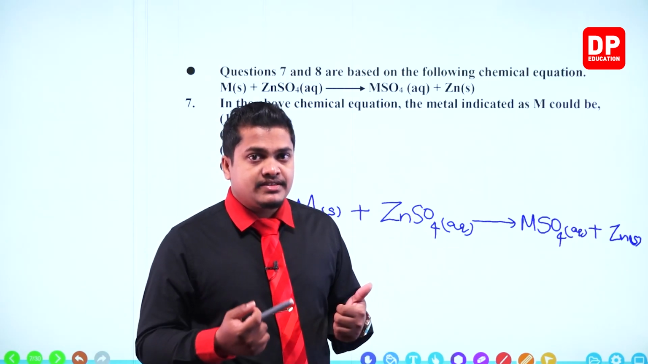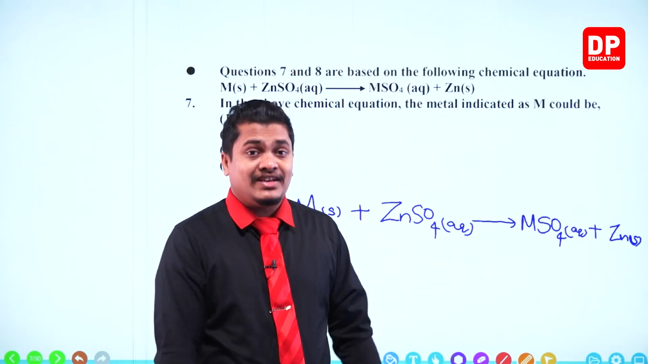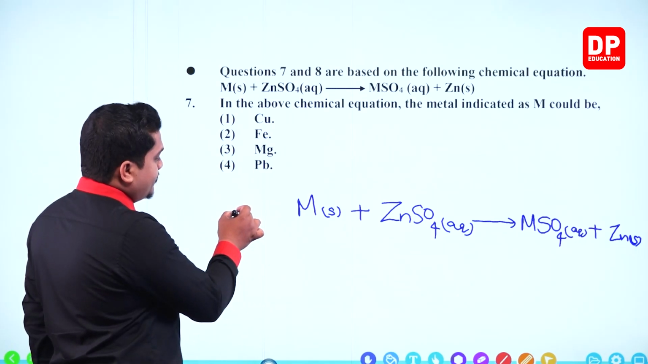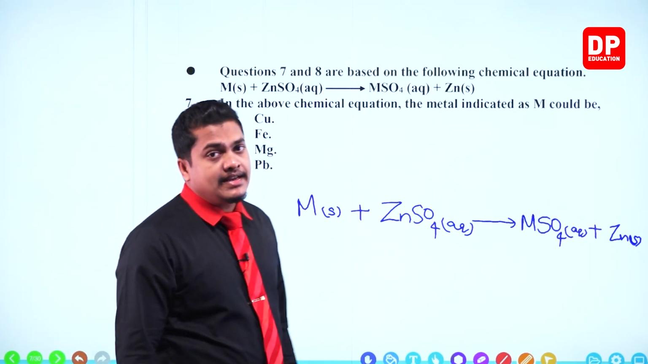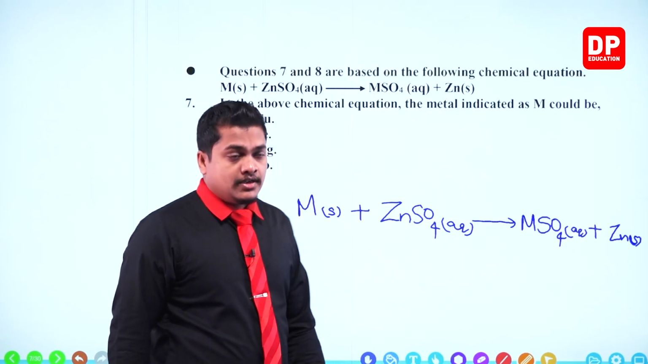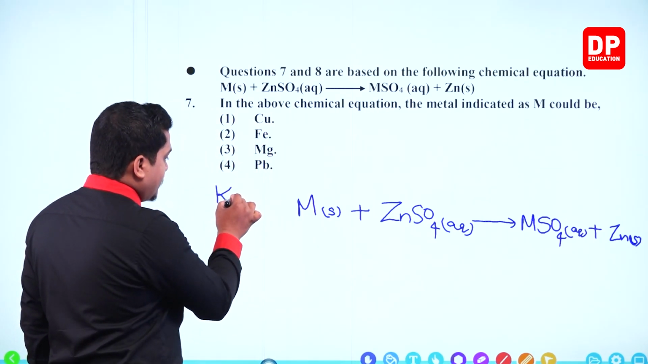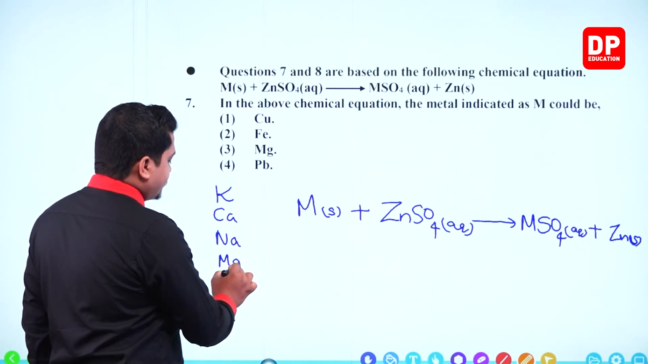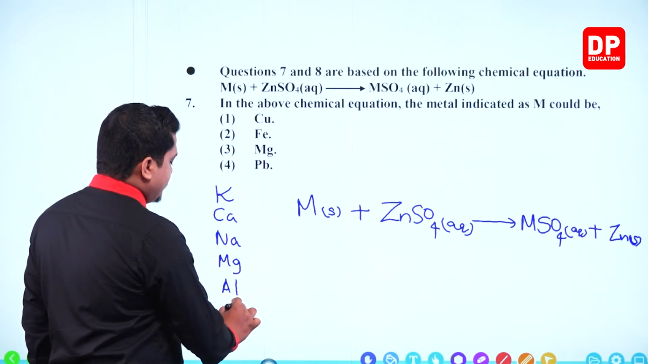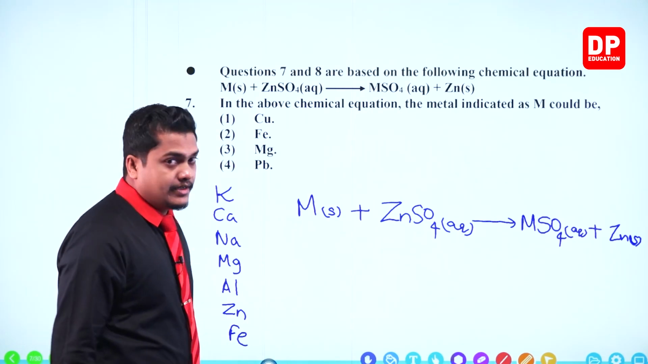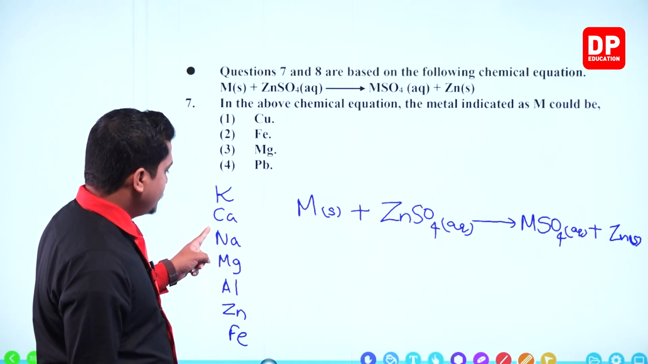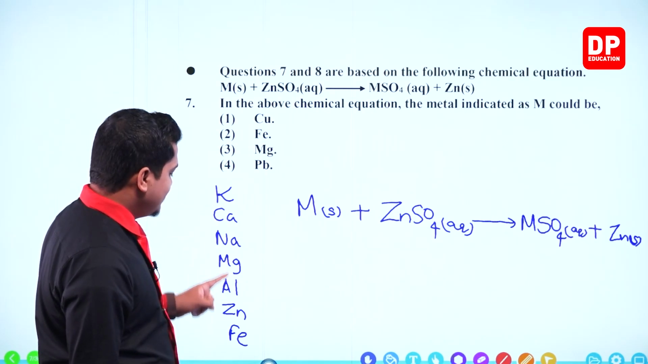in metals, we have a certain table which is referred to as the activity series. So can you remember about the activity series? Let me remind you. The activity series shows the descending order of reactivity in metals. So it starts with potassium, then calcium, sodium, magnesium, aluminium, zinc, and Fe.